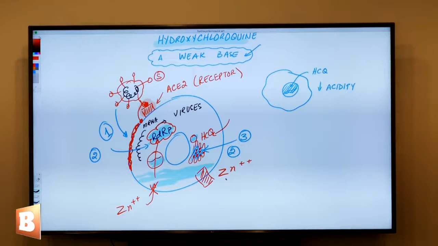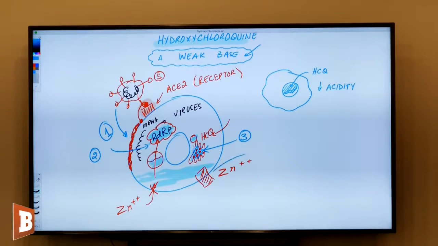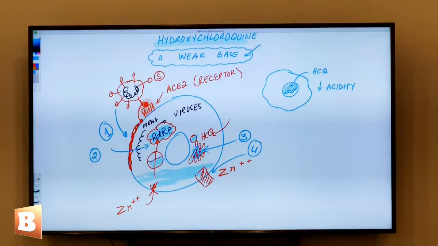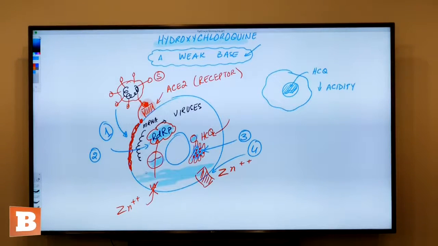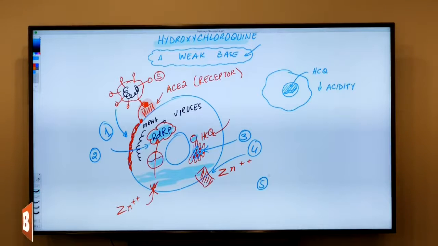So the next mechanism of action is that hydroxychloroquine would act as a zinc ionophore. And once it acts as a zinc ionophore, it gets inserted in the cell membranes as a channel and allows the zinc to come into the cell. And once the zinc is inside, it would go independent of the hydroxychloroquine and work on the RDRP enzyme and stall the viral replication.